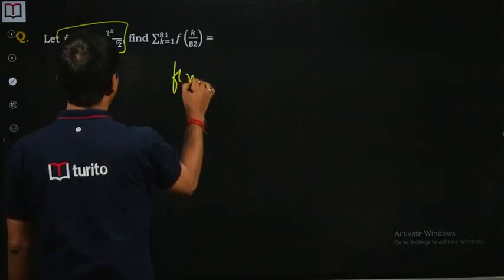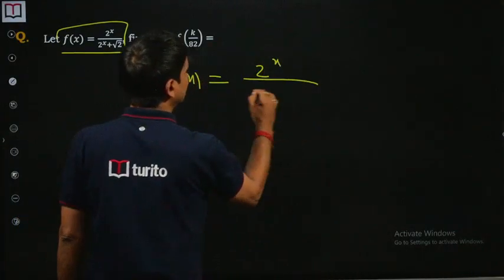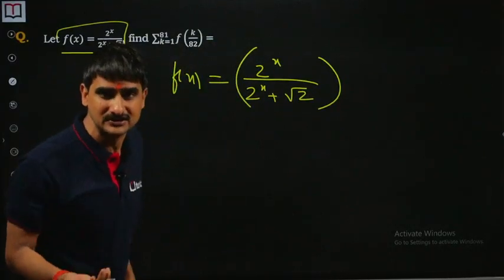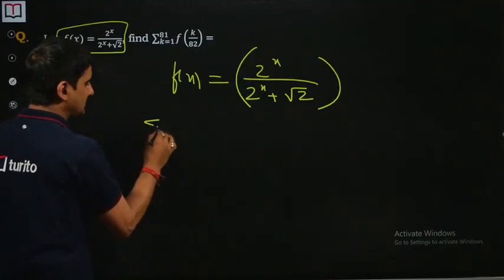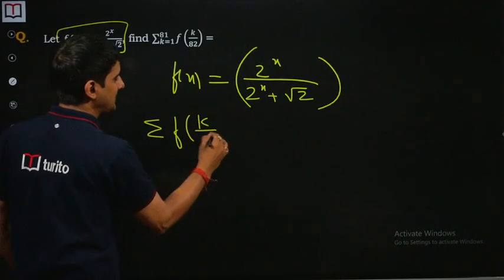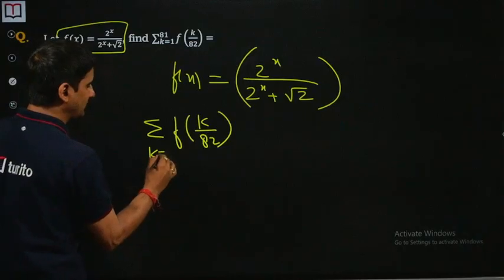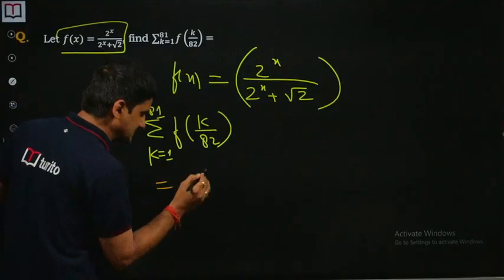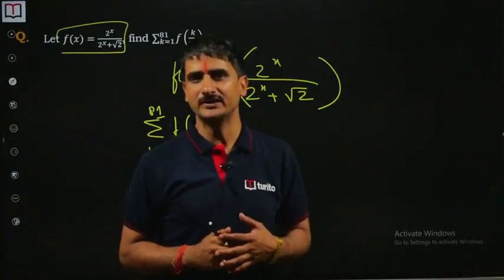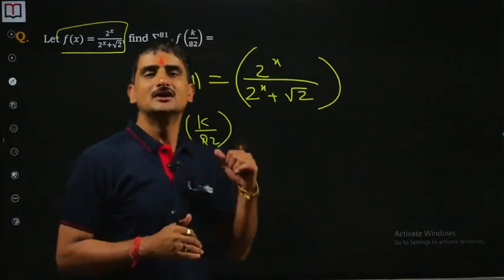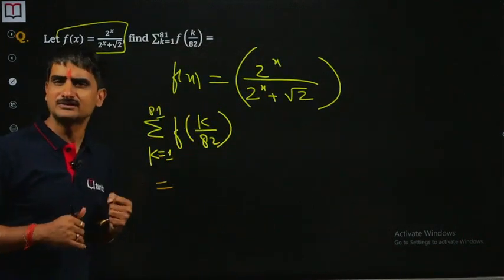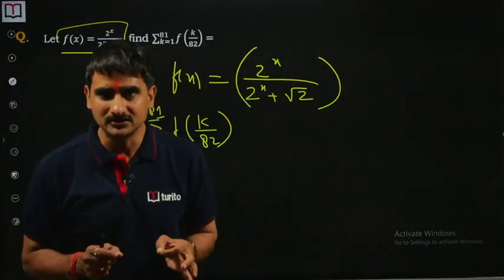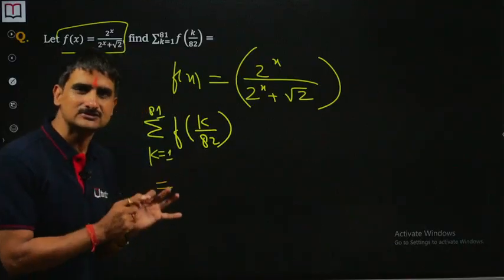We are given f of x is 2 raised to the power x over 2 raised to the power x plus root 2. Of course they have changed the format, but how do we start it? We have to find the summation of f of k by 82, where k goes from 1 to 81. Whenever I have to solve a series given in the form of a summation, if I don't find any pattern or direct result formula, then I just open the summation.